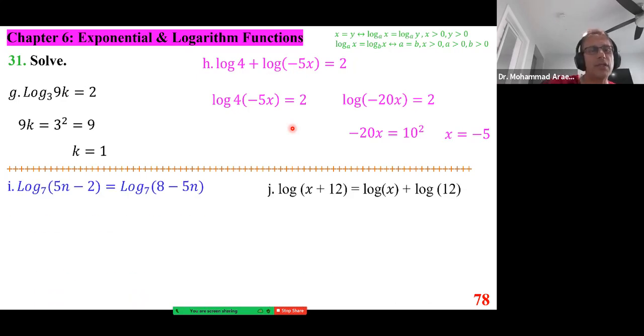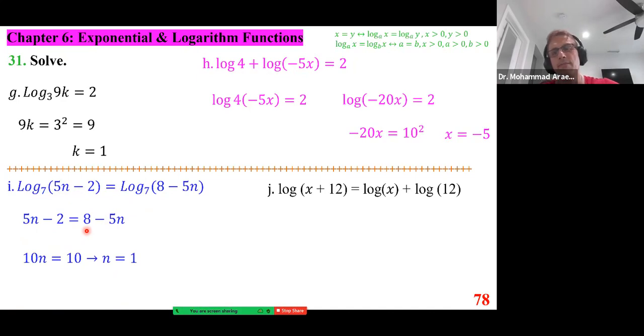All right, these two have the same base, so they must have the same argument. All you have to do, again, log, nothing else. So 5n minus 2 must be 8 minus 5n. This is a simple case. You can move things around. This one comes here, becomes positive 5n is 10n. 2 comes here, becomes positive, and n becomes 1.